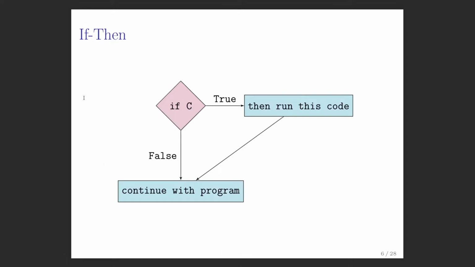Here's the picture of that if-then statement. So that if-then statement looks something like this. You give me some condition C. So if the condition C is true, then some code gets run, and then we continue with the program. If I get to this decision and the condition is false, then we just continue with the program. This code block is skipped.